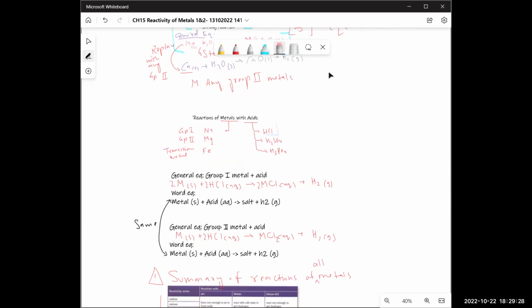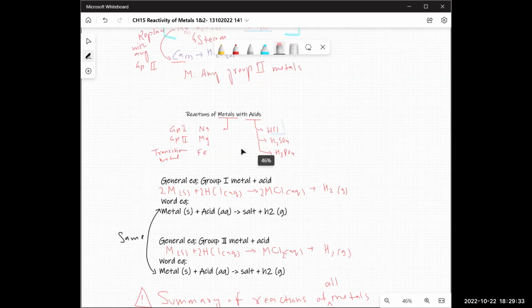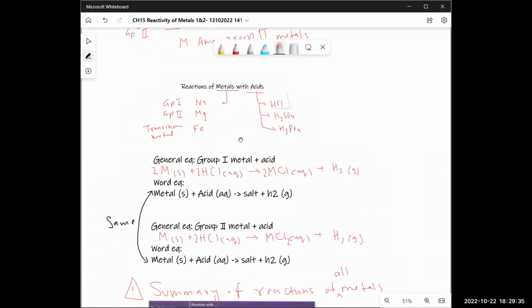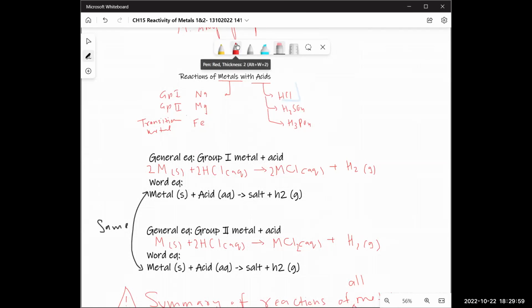We'll practice questions later. The next thing is reaction of metal with acid. Now write this as well. Tell me when you're done. What are metals? Group 1 is sodium, group 2 is magnesium, a transition metal perhaps is iron. Types of acids are hydrochloric acid, sulfuric acid, phosphoric acid. These are 3 kinds of acids. Now more on this in the chapter for acids and bases.